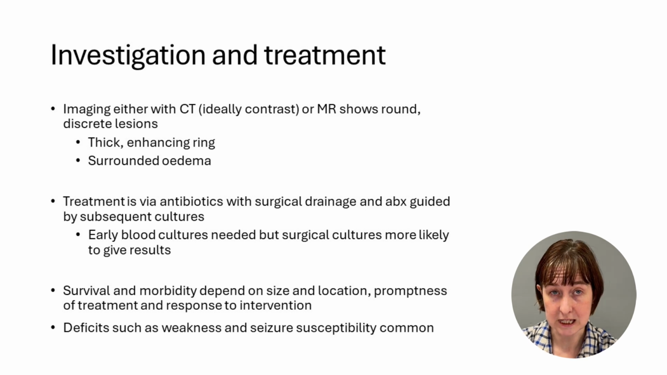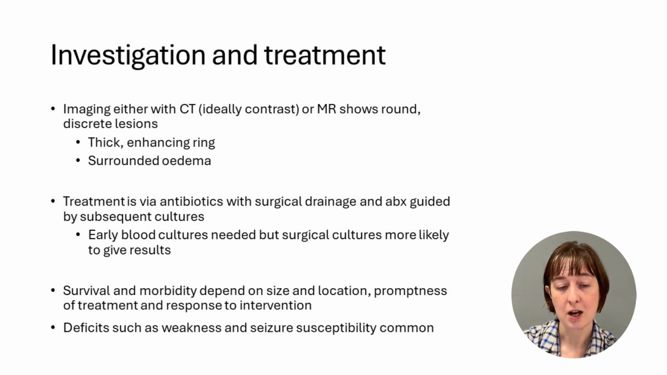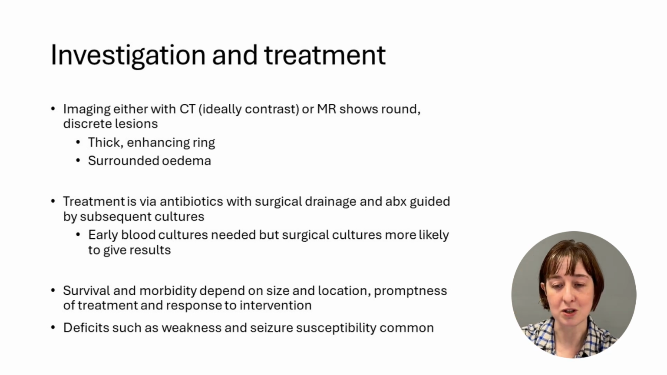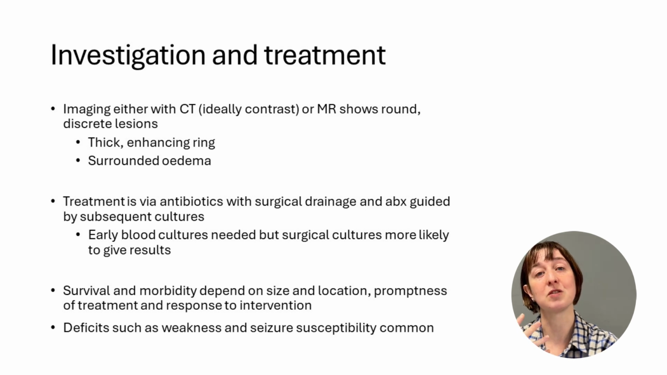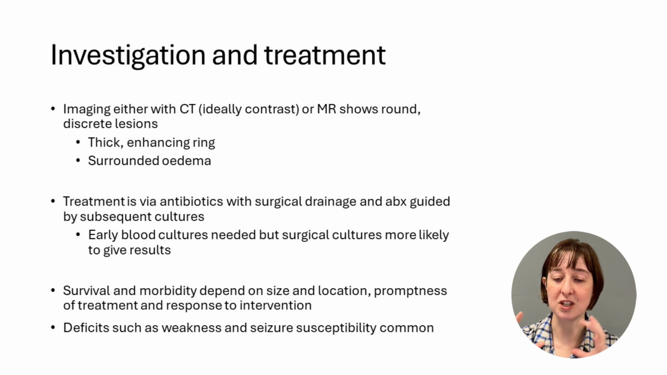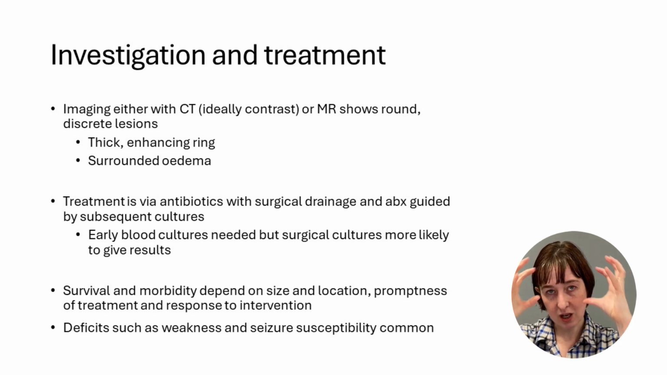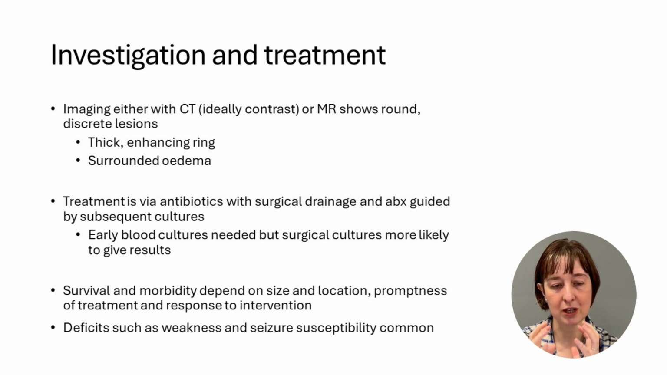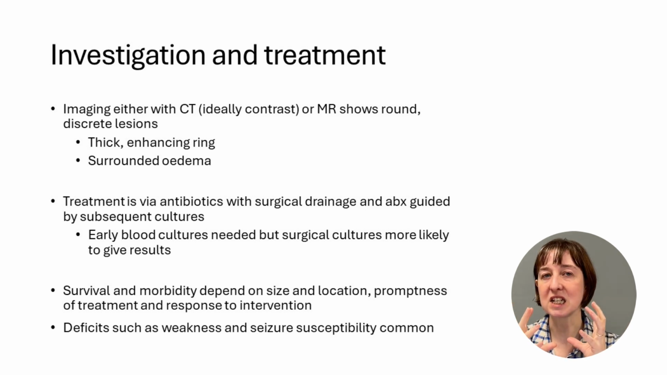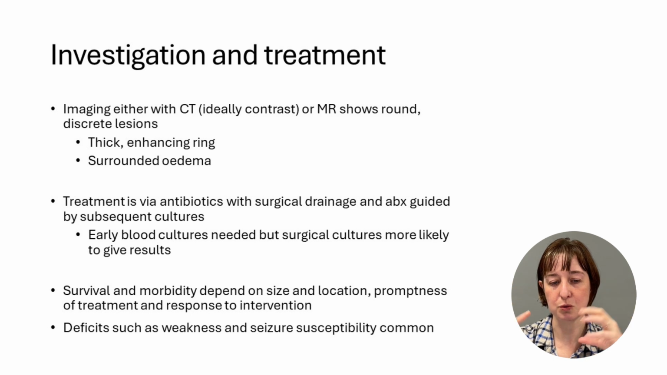So investigation and treatment. We obviously need to image if we suspect an abscess. The fastest way to do this is a CT, but contrast is very helpful if you suspect an abscess. MR obviously gives much more detail, but patients have to be more stable, less sick, to get through a longer scan. We would see a round, discrete lesion. It's got a thick enhancing ring, which is the membrane around the abscess, and surrounding edema or swelling. So it's a very irritating lesion, so the brain around becomes very swollen.